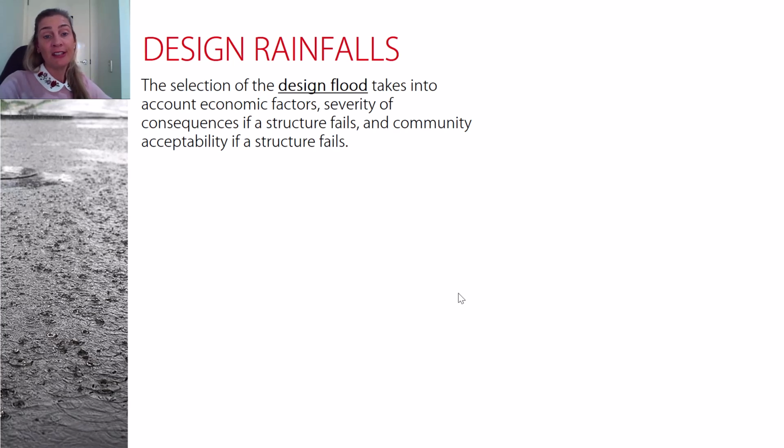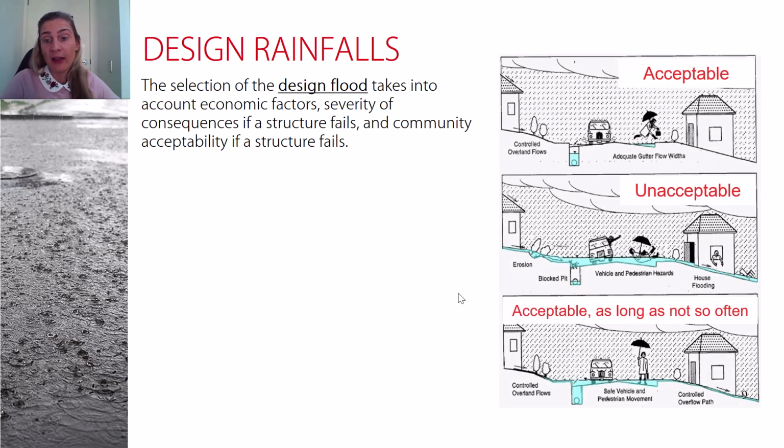The selection of the design flood takes into account economic factors, the severity of consequences if that structure fails, and the community acceptability if a structure fails. We have here 3 examples. The first one is an urban drainage system that can handle a very large amount of rain. So that guarantees the maximum level of safety, of well-being for the residents of that area. Okay, so it's an acceptable level. However, it may be too expensive.